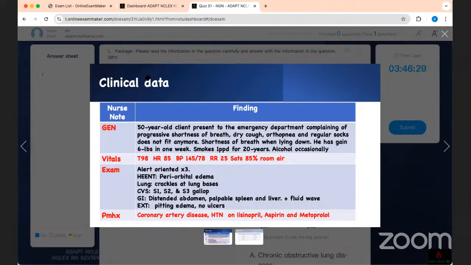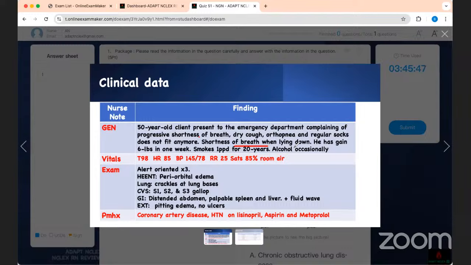If you read this case, the first line should give you some clue. Don't go and take the test and you can't figure out at least 70% of what is going on from these few lines that you've read. 50-year-old, presents to the emergency department, complains of what? Shortness of breath. This is one of your buzzwords. Dry cough, orthopnea, and regular socks do not fit anymore. There's no case study where they're not going to give you the main chief complaint at the beginning of the case. They have to give it to you. Because when the patient comes in, that's what they're going to complain about.